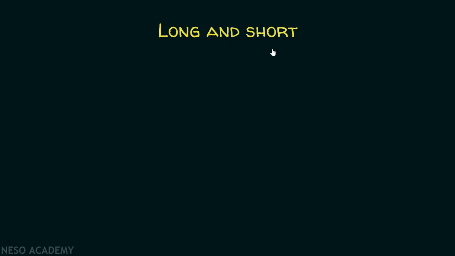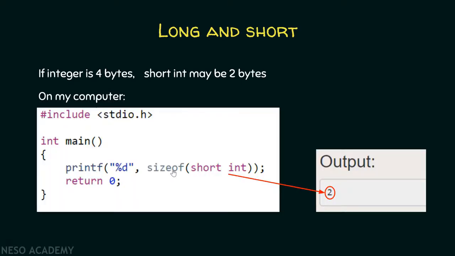Long and short. These are the modifiers used to make it possible for a data type to take either less or more memory. Suppose the size of integer is 4 bytes in your computer, then using short in front of integer makes it 2 bytes. For example, in my computer, size of short integer is 2 bytes. As you can see, the output is 2.